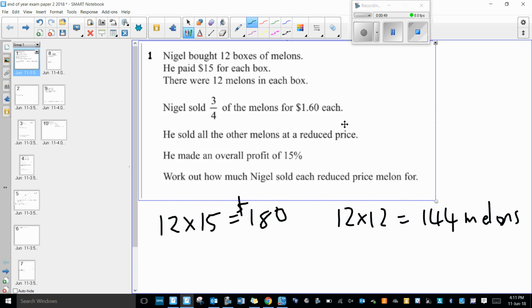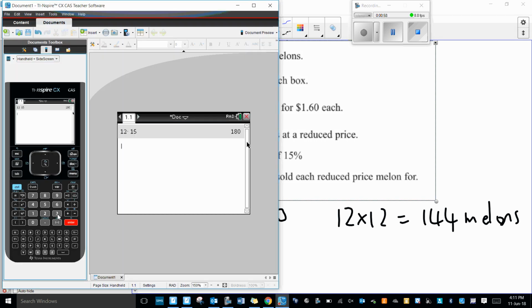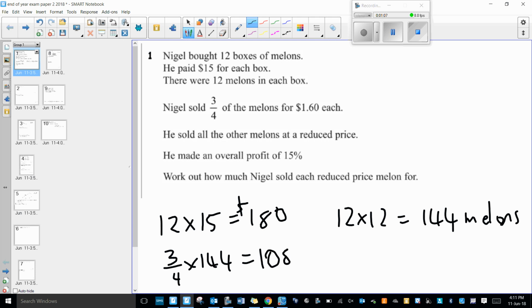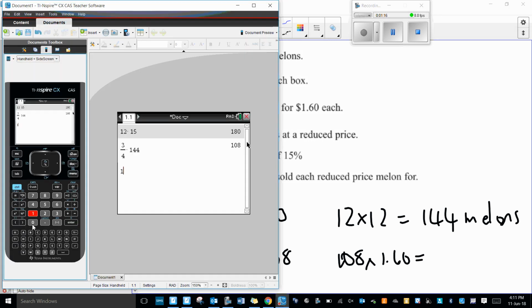So 3/4 of 144 melons. Just chop in the calc. 3/4 multiplied by 144 is 108 melons. And he sold them for $1.60 each. So 108 multiplied by $1.60 is 172.80.